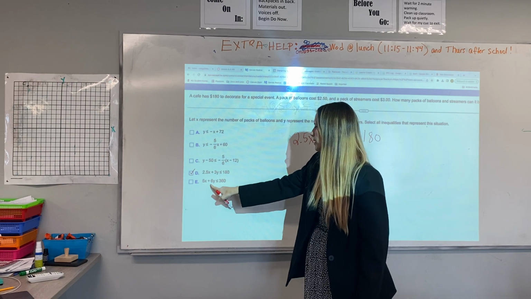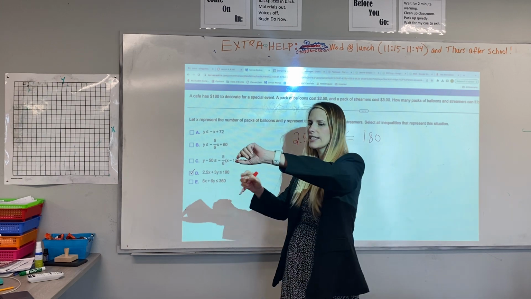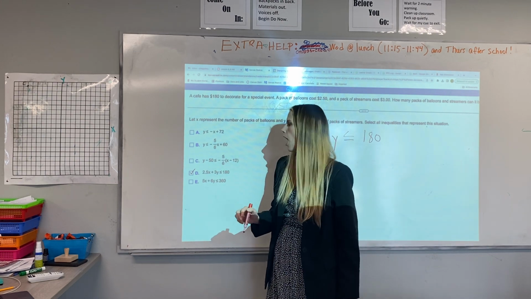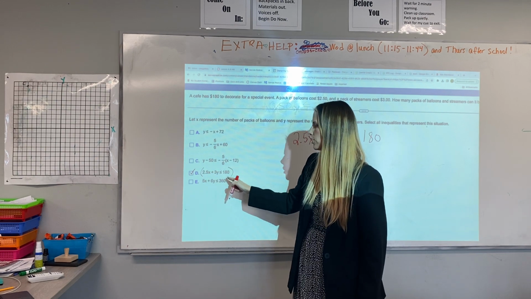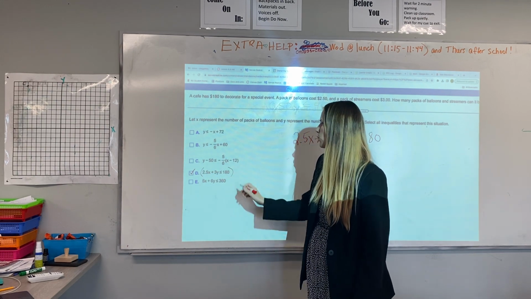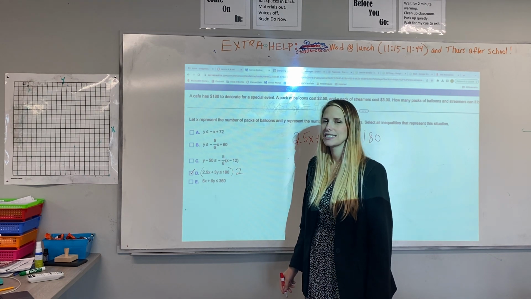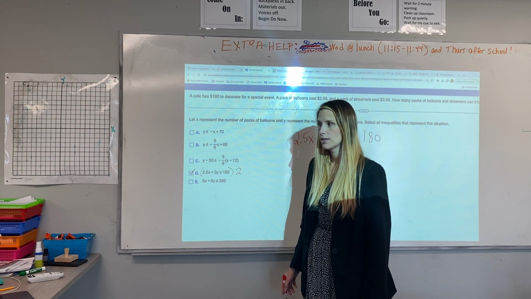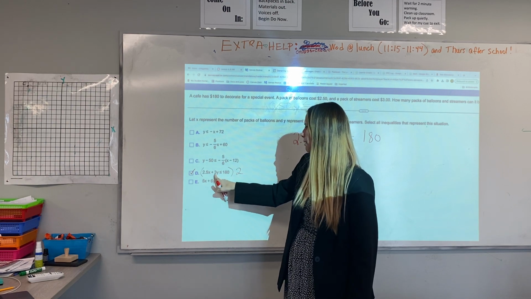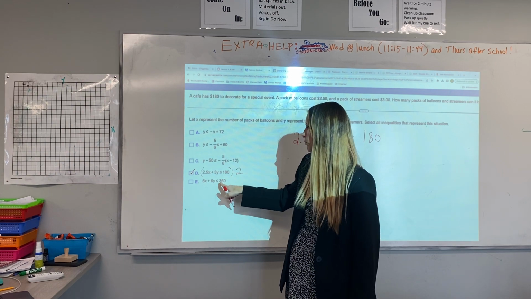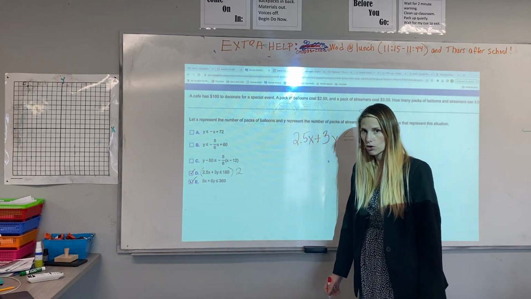First, I'm going to look down here and say, hey, this looks totally different, but if I learned anything from the elimination method, I learned that if every term in the equation or inequality is multiplied by the same number, then it's still true. So if 2 is multiplied by 2.5, you get 5. 2 is multiplied by 3, you get 6. And 2 is multiplied by 180, you get 360. Therefore, this is also correct.